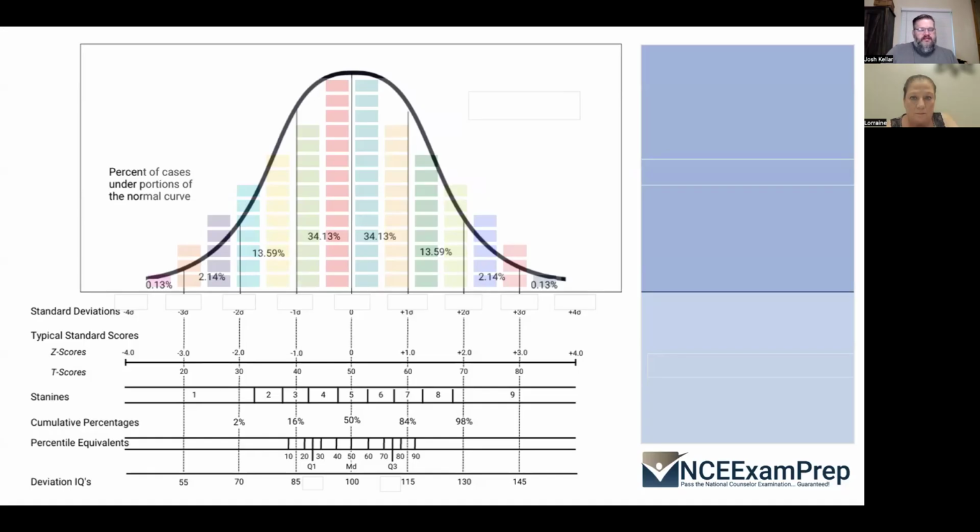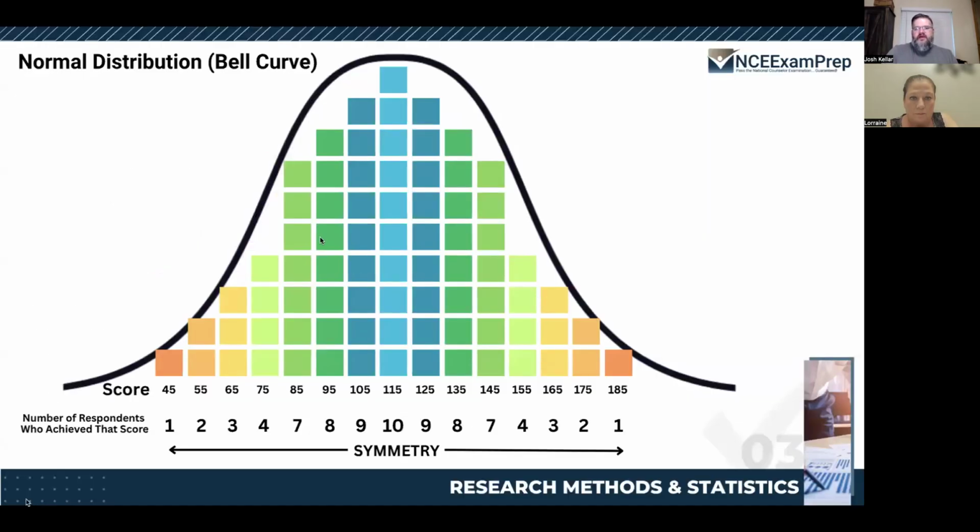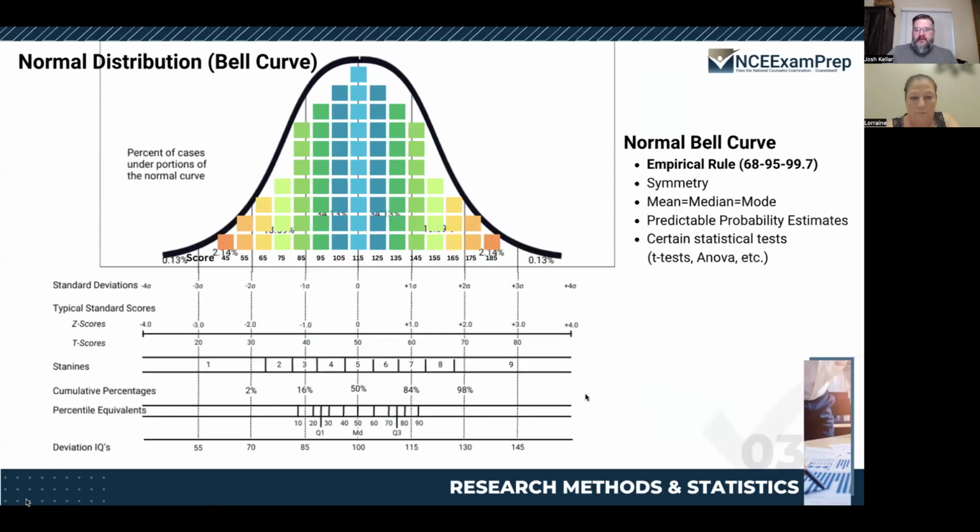So now we're going to transition into talking more about what happens with skewed distributions, okay? On a normal bell curve distribution, we have symmetry. Symmetry means it's kind of a mirror image. If we were to draw a line right down the middle and fold it in half, both halves would mirror one another. Okay, so right here we've got one person that scored 45 and one person that scored 185, two that scored 55, two that scored 175. There's symmetry, okay?